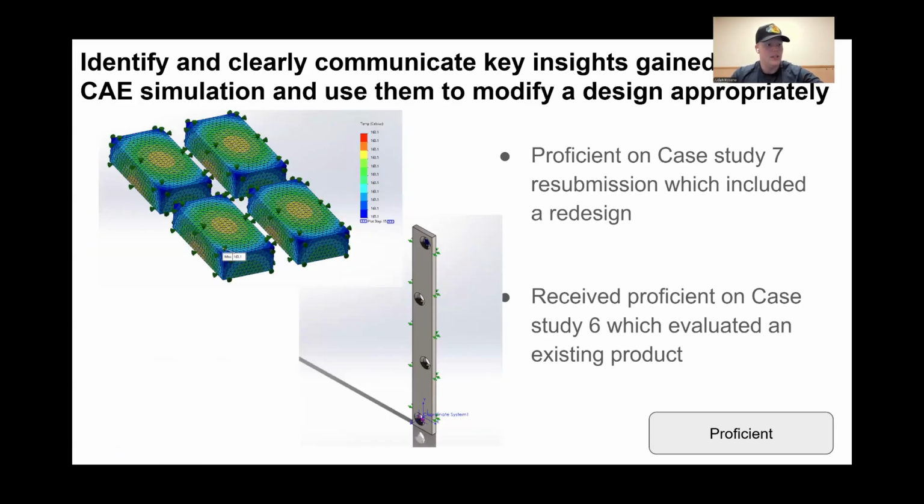Identify and clearly communicate key insights gained from a CAE simulation and use them to modify design appropriately. I also assess myself proficient here. I accomplished this by receiving a proficient on my Case Study 7 resubmission, which included a complete redesign to achieve a desired response to a thermal load. Additionally, I received a proficient on my Case Study 6 resubmission, which involved evaluating an existing product to see if it could work in our application.